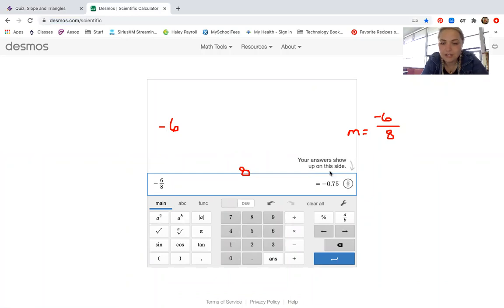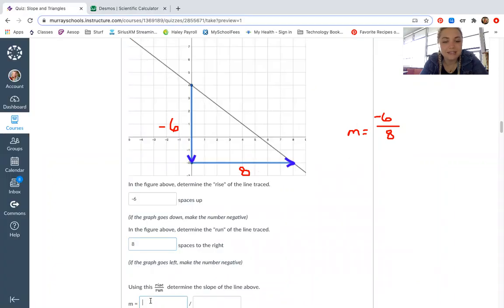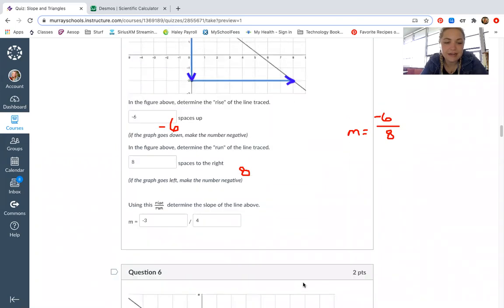Well, over here, show the answers up on this side. That's -3/4, because remember, I can toggle back and forth between fraction and decimal. Okay, so my answer is actually -3/4. And don't put any spaces on there. Reduce your fractions always. All right, let's look at one more.